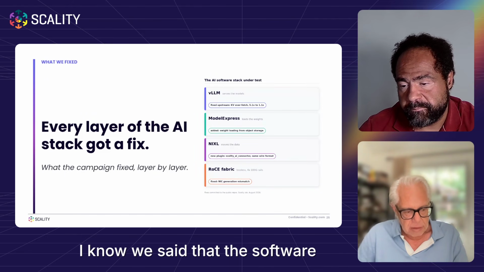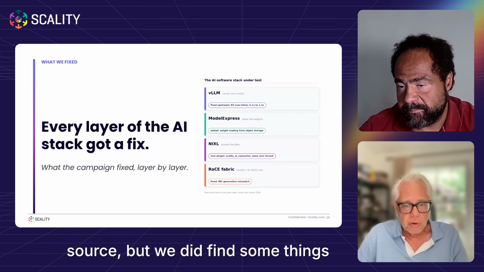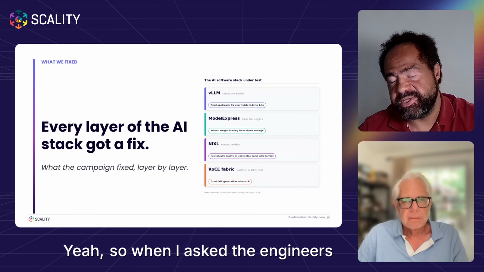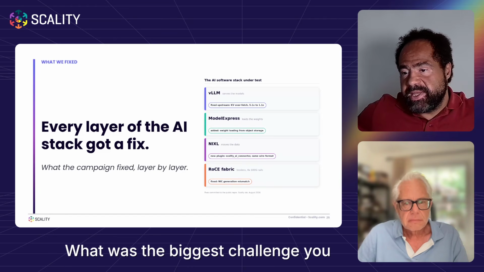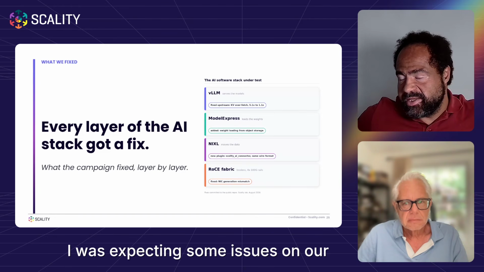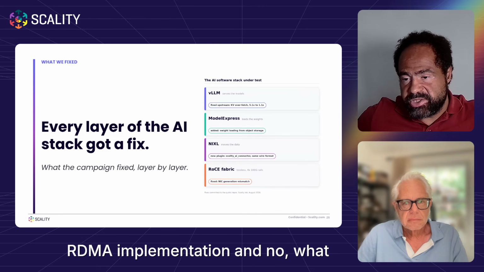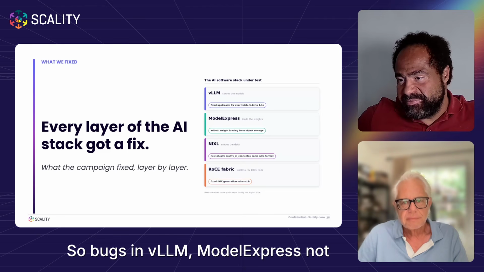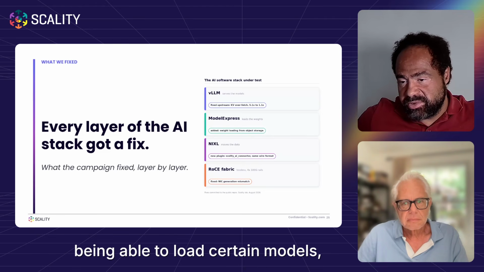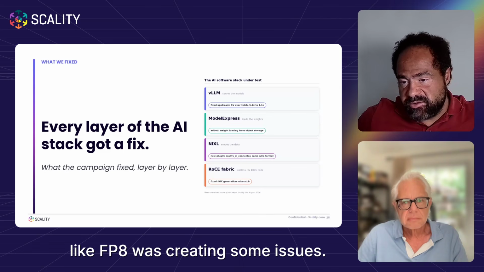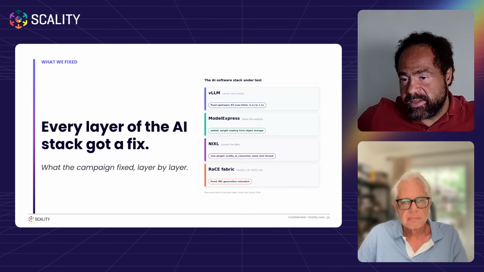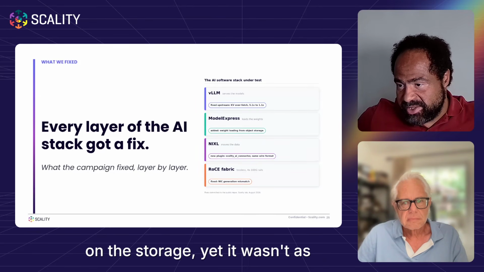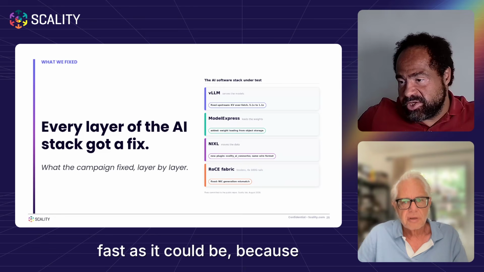I know we said that the software stack is very standard. It's open source, but we did find some things that we had to fix. Is that right? Yeah. So when I asked the engineers who did the test what was the biggest challenge they had, I was expecting some issues on our RDMA implementation. And what came back is they had to fight the stack itself. So bugs in vLLM, Model Express not being able to load certain models, like FP8 was creating some issues. It's not parallel enough. So sometimes you would see no usage on the storage, yet it wasn't as fast as it could be, because there was no parallelism.